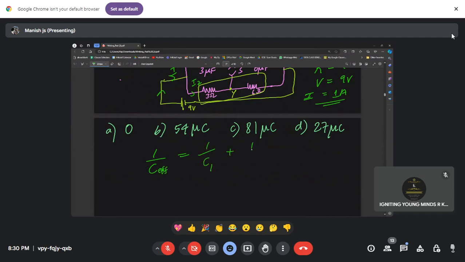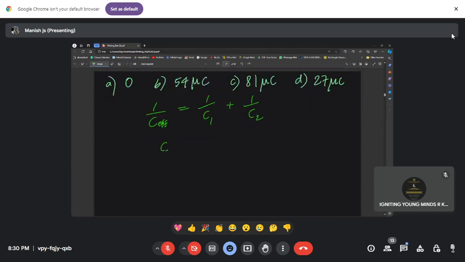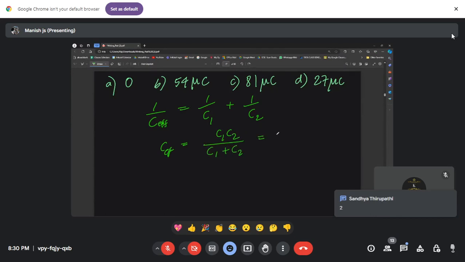When they are in series combination, we use this particular relationship: 1 by C1 plus 1 by C2. We make use of this relationship. You take the reciprocals, children, and then find out what is C effective. If I take the reciprocal, how can I write? C effective is equal to C1 C2 upon C1 plus C2. Are you getting it? That's it. This is what we do.